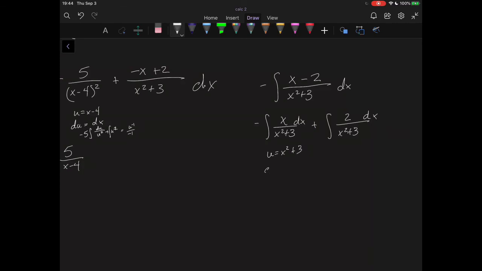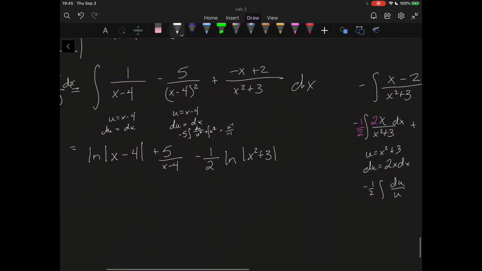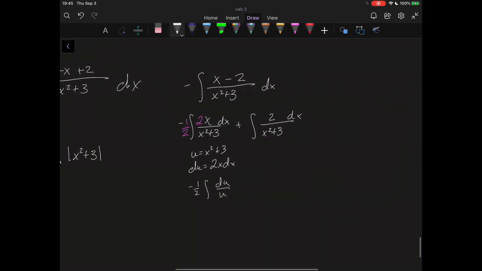So this one, we can just let u equal x squared plus 3. du is going to be 2x dx. So we're going to put a 2 in here and balance it out with a 1/2. So this turns into negative 1/2 the integral of du over u. So bringing it back here, we have minus 1/2 the log of the absolute value of x squared plus 3. We technically don't need the absolute value for this particular one because x squared plus 3 is always positive, but it's always good practice to put absolute values when we evaluate an integral.